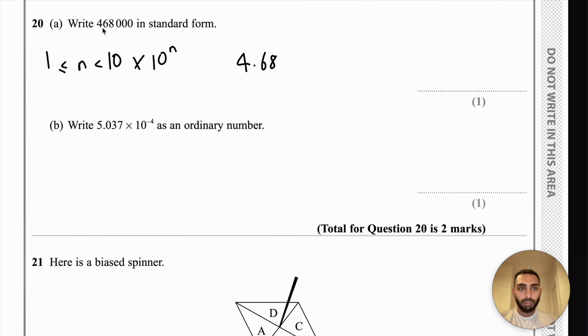Right now, my decimal point is between the 4 and the 6. I need to think how many places I'm moving it to get it to the end. It's moving 1, 2, 3, 4, 5. So I'm going to write times 10 to the power of 5.